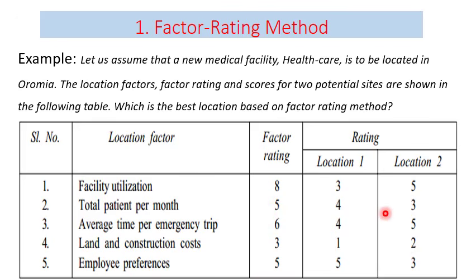So, the fourth step is multiplying the critical success factor weight with the score of the location. Multiplying 8 by 3, 5 by 4, 6 by 4, 5 by 3, 5 by 5.